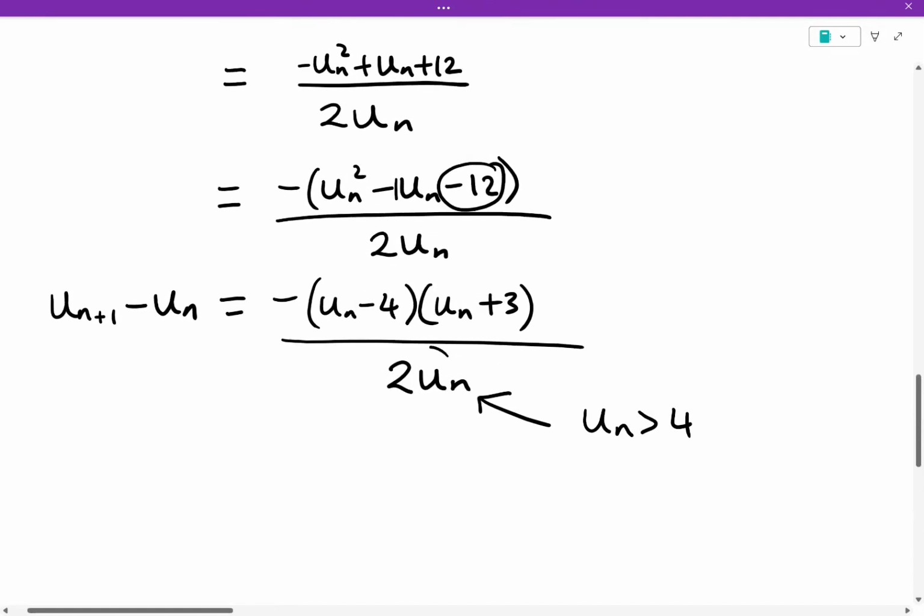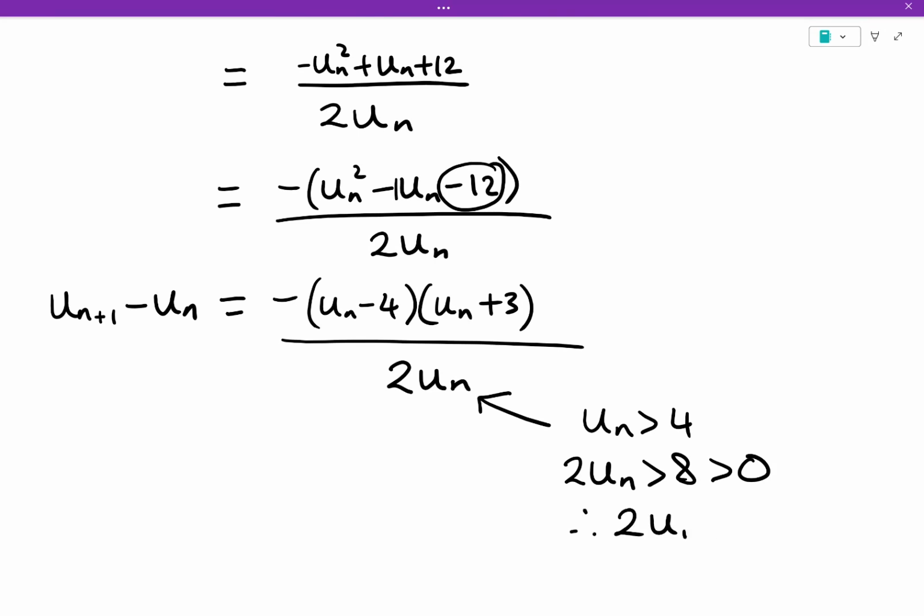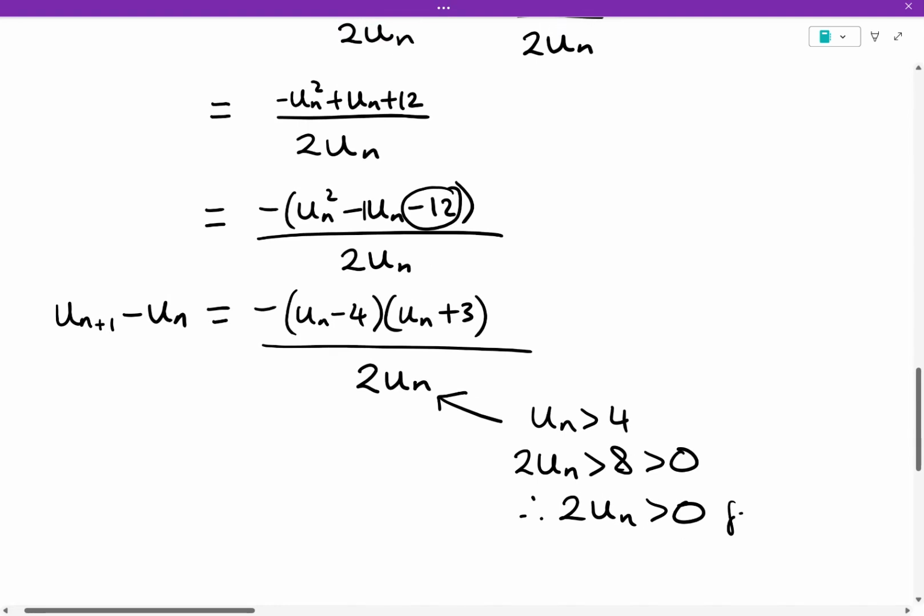Now we're considering 2u_n, so I need to multiply by 2 on both sides of my inequality to get 2u_n is greater than 8, which is of course greater than 0, given that we're thinking about positive and negatives compared to 0. So what we can conclude is that 2u_n, our denominator, must be greater than 0. Okay, it's always positive for all values of n. So I'm going to write for n greater than or equal to 1.